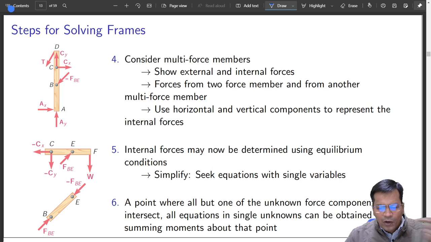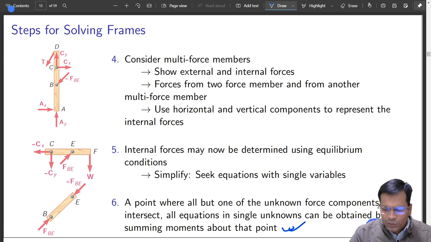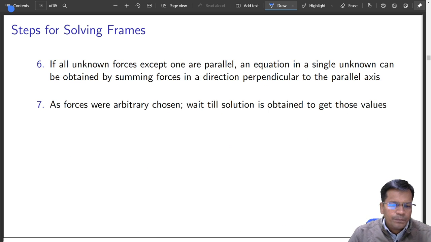At the point where all but one of the unknown force components intersect, equations in single unknowns can be obtained by summing moments at that joint. We'll see through an example immediately. If all the unknown forces except one are parallel, the equation in the single unknown can be obtained by summing forces in the direction perpendicular to the parallel axis.